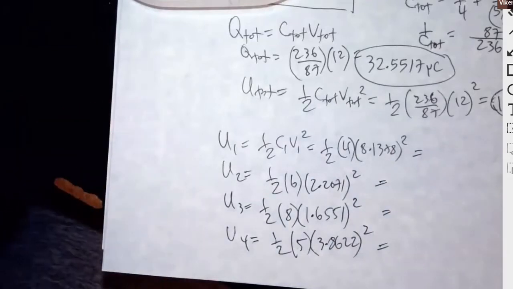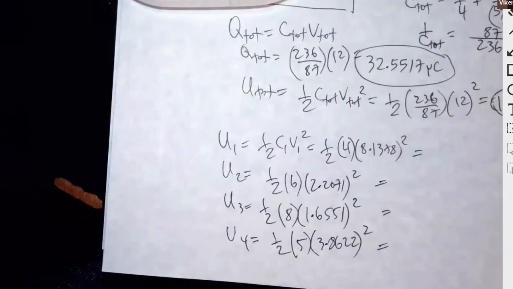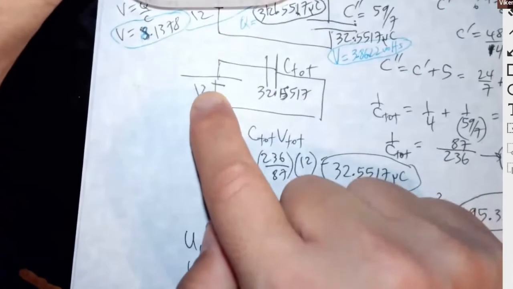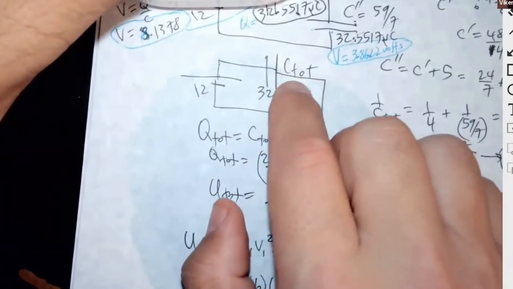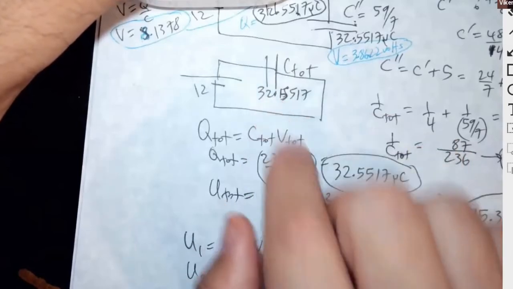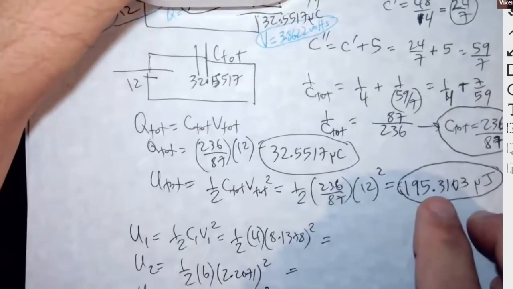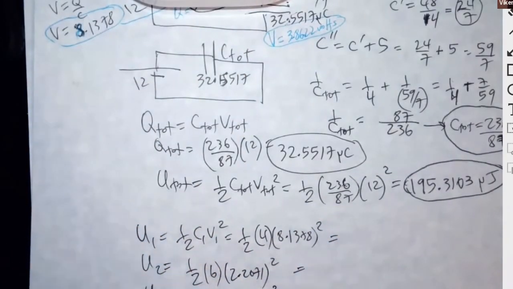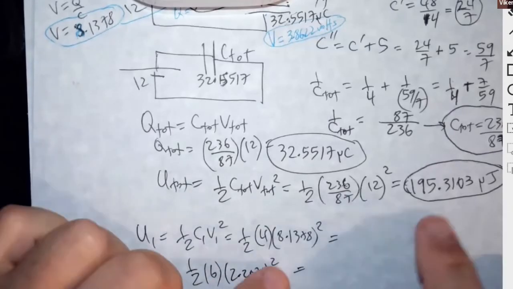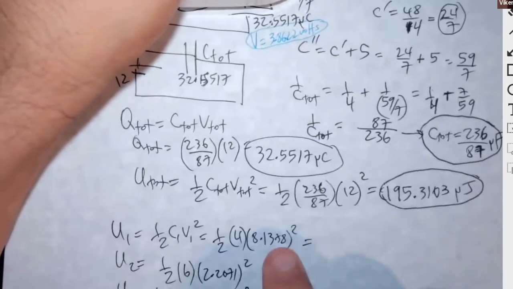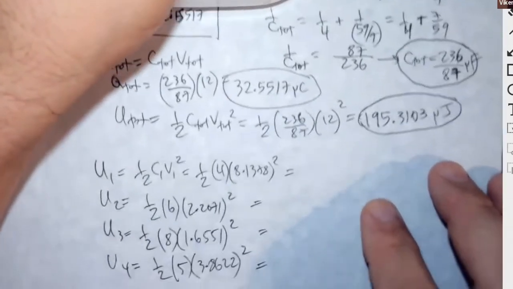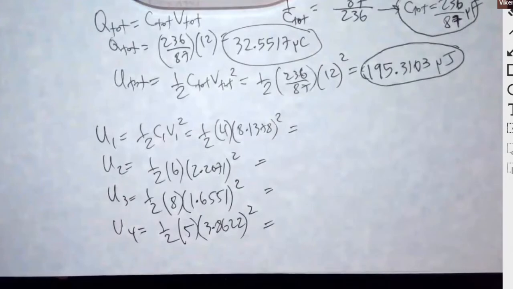Now, if I did it right, what should happen? Well, energy conservation tells us that the energy the battery has supplied to the combined capacitance of each one, you would have supplied it with that much energy, right? 195. Remember that the energy equation comes from how much work it takes to charge each capacitor. So if I take this energy and split it among all of them, they should all add up to 195. If I've done it right, that's kind of your ultimate test, right?